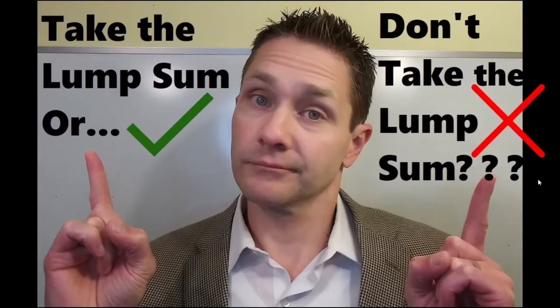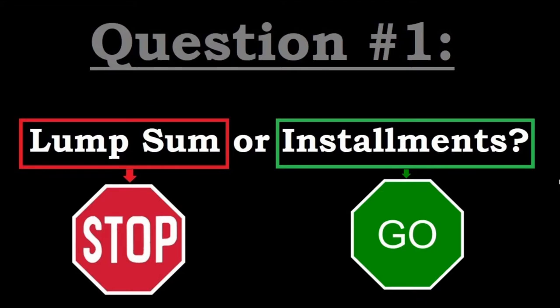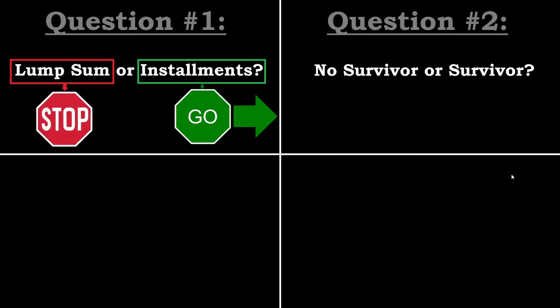Now, this is not the place to get into that particular choice. I have a dedicated video on the question of taking the lump sum or not, and I invite you to see that for details. But if you select installment payments as an option, then you're going to proceed to the next question. And that question is, do you want to have survivorship or no survivorship?